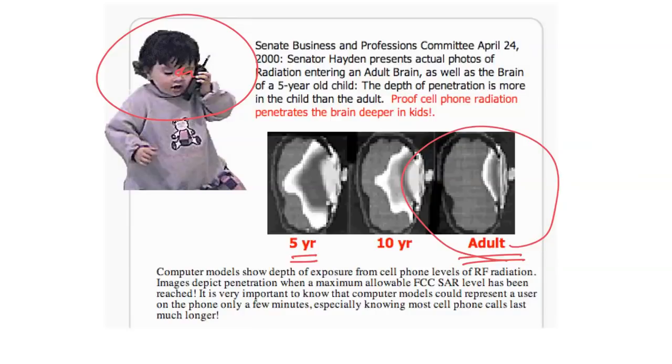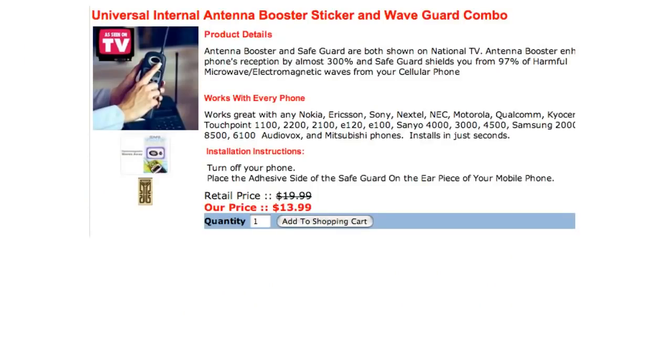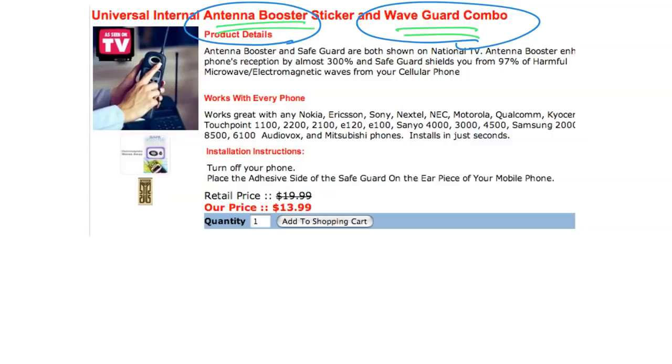Anyway, people do sell things that you can put on your cell phone that will protect you from the harmful electromagnetic waves. And here's my favorite thing about this. You can get the waveguard, which protects you against the electromagnetic waves, with the antenna booster in a packet together, which is delightful. The fact that you get one which protects you from the electromagnetic waves and one that boosts them in the same package, I just find that delicious. Anyway, moving on.